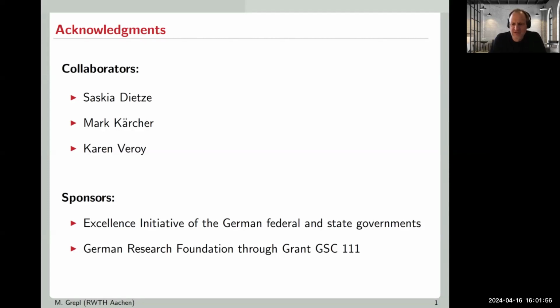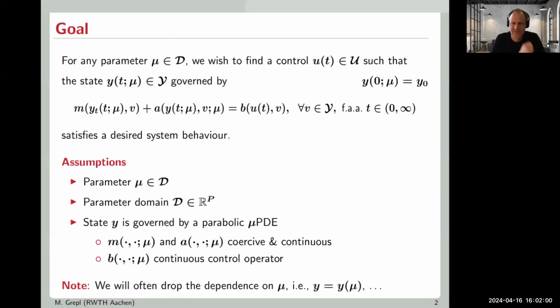So let me start with the goal and motivation of our work. We consider parametrized dynamical systems, and our goal is to control such systems so that they follow a desired system behavior.